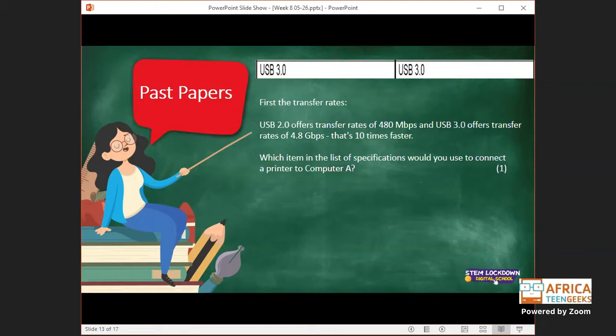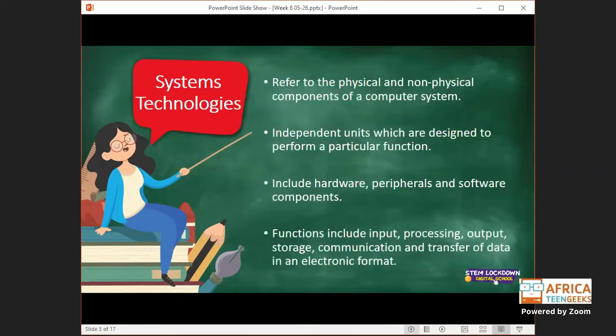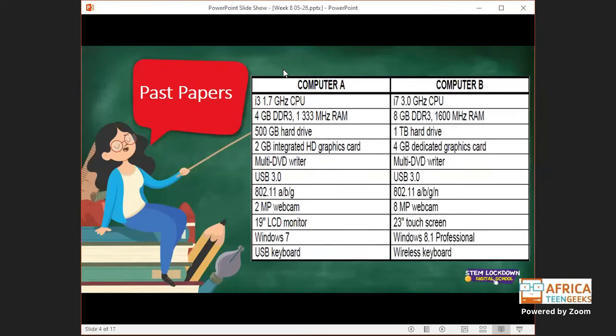Okay, and then there's the question as well. Which item in the list of specifications would you use to connect a printer to computer A? And that would be a USB. So they are speaking about the complete list here. So they ask, what would you use to attach your printer there? So what can we use here? Firstly, USB we can use. That can attach a printer, as well as 802.11 ABG.